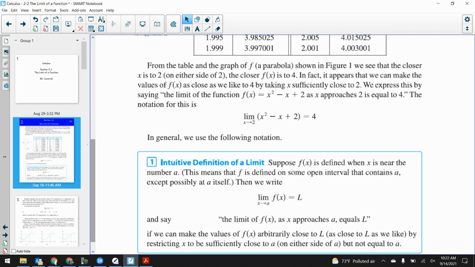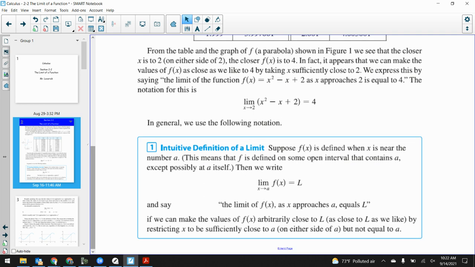In general, we use the following notation. So how do we generalize that? Well, we say the limit as x approaches a, and a is always some value. The limit as x approaches 2. The limit as x approaches 3. The limit as x approaches 0. The limit as x approaches infinity. We will do that as well. As x gets really, really big, what happens? Or as x goes to negative infinity, as x gets really, really small, what happens?